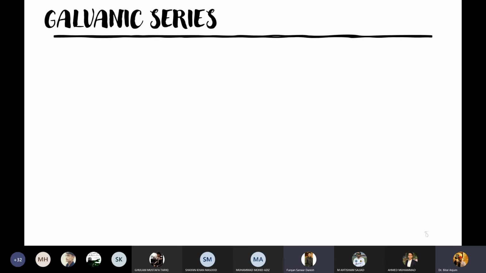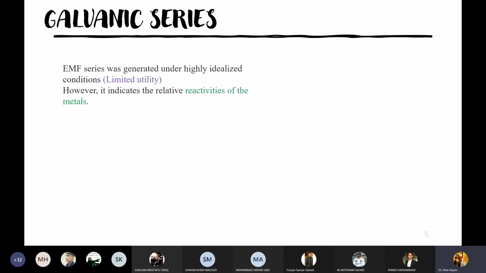Now, before we go on to the break, just this galvanic series, we'll get to know about it. The EMF series was generated under highly idealized conditions. What were the idealized conditions? A temperature of 25 degrees centigrade and a 1 molar solution of the respective ions for the respective electrodes. This is a very ideal condition whose utility is very limited. Although it indicates the relative reactivities of the metals, it is highly unlikely that you will have standard conditions in real time.